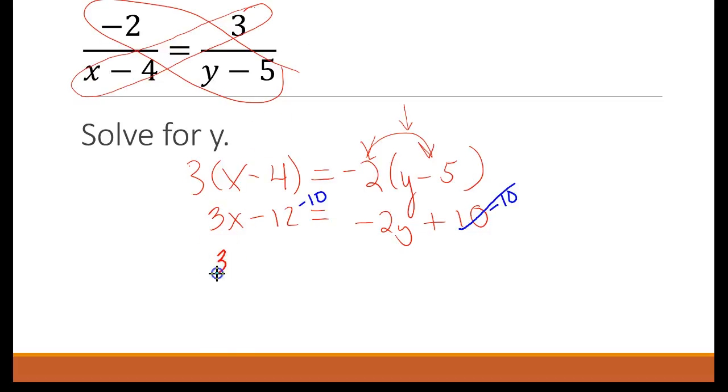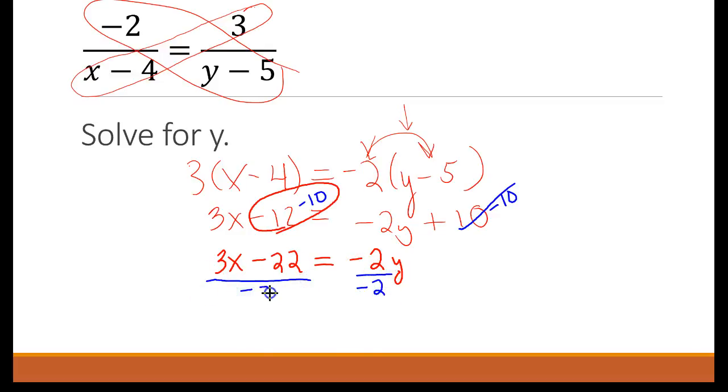Now what we have is a 3x, and we're going to combine like terms here. Negative 12 minus 10. What is negative 12 minus 10? It is negative 22. So we add. Same sign, add and keep, different signs subtract. And then we have negative 2y on this side. So the only thing we have to do now is get rid of that negative 2. So in order to do that, let's divide by negative 2. The negative 2 divided by negative 2 goes away.